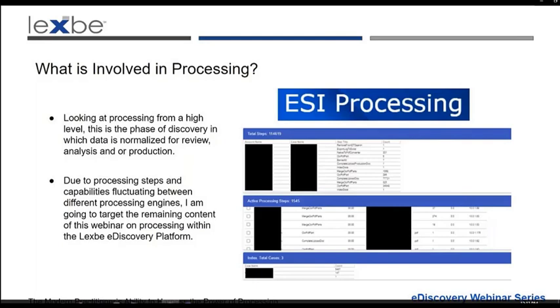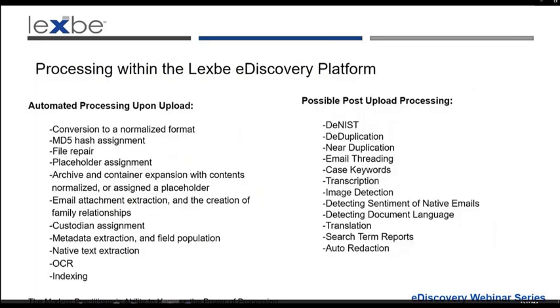Due to processing steps and capabilities fluctuating between different processing engines, I'm going to target the remaining content of this webinar on processing within the Lexbe eDiscovery platform. When data is uploaded into the Lexbe eDiscovery platform, there are several automated processing steps that occur before it is ready for review. Additionally, once the automated processing is complete, there are several post-upload processing features that are available, which can significantly expedite and allow for a more efficient review.